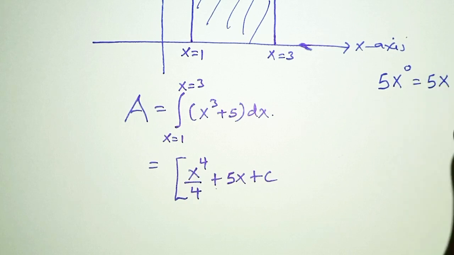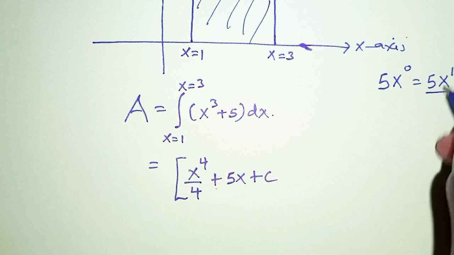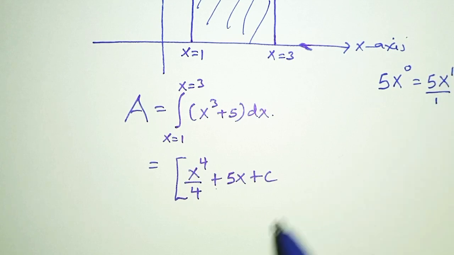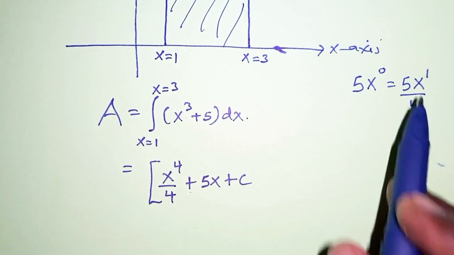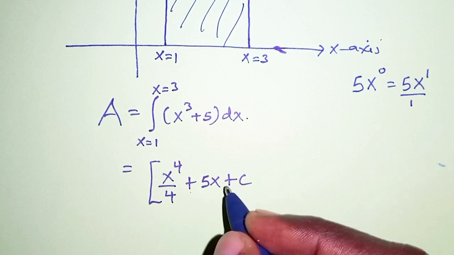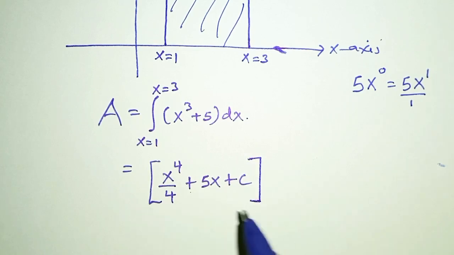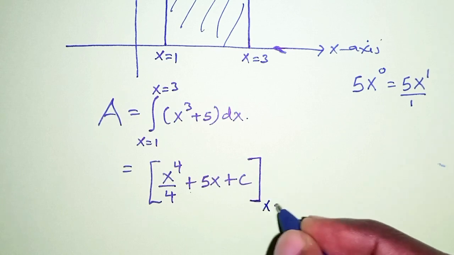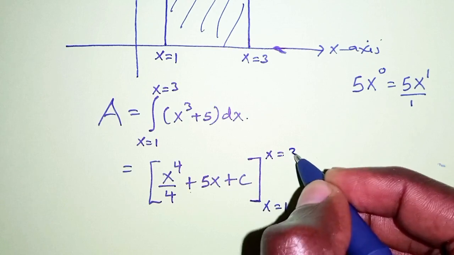So what we've done here is 5x. The power is increased by 1, so 0 plus 1 is 1. And then we divide by the same power, which is 1. So that's how we got 5x, I hope that is understood. And then, of course, we add a constant c. Remember, we were doing this within the limits: x is equal to 1 and x is equal to 3.